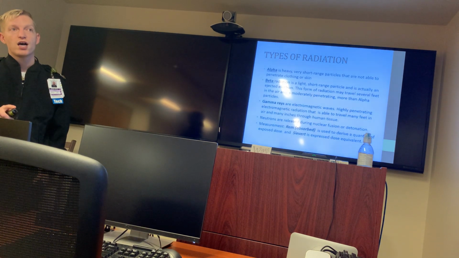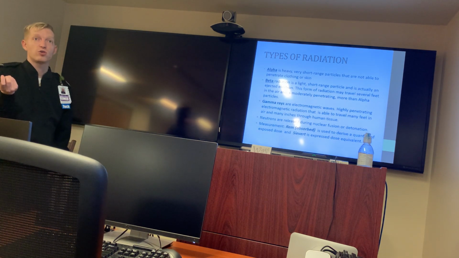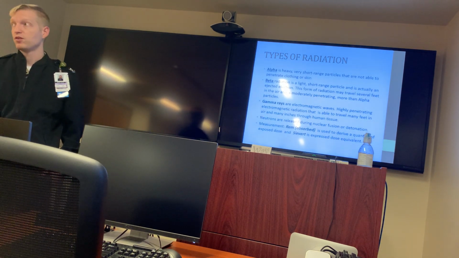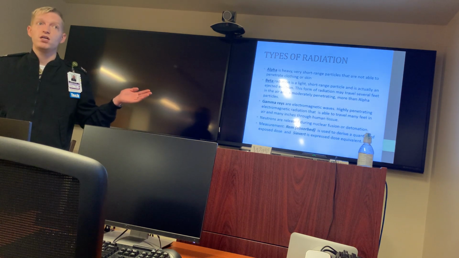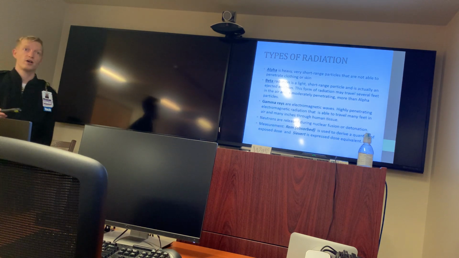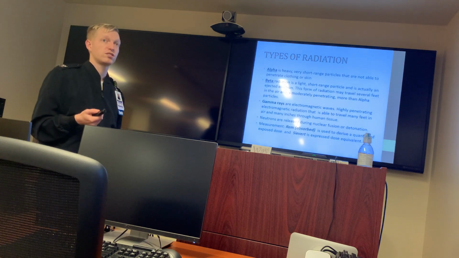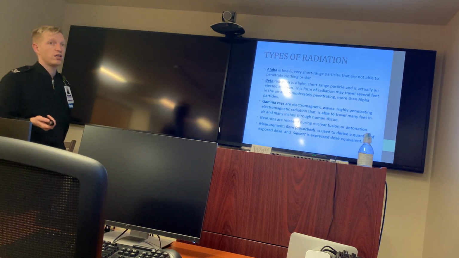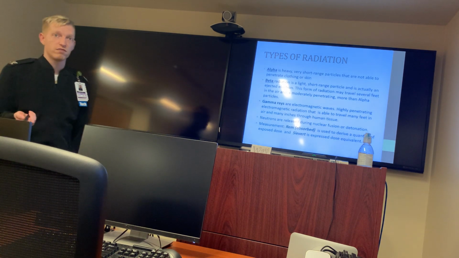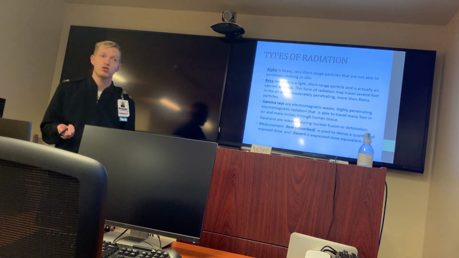All right, our radiation types: alpha, beta, gamma. Alpha is heavy, very short-range particles that are not able to penetrate clothing or skin. So with alpha, you can sit there and be like, you ain't gonna get me. Beta is light, short-range particles, actually an ejected electron. This form of radiation may travel several feet in the air and is mildly more penetrating than alpha particles. And then gamma rays are highly penetrating electromagnetic radiation able to travel many feet in air and many inches through human tissues.